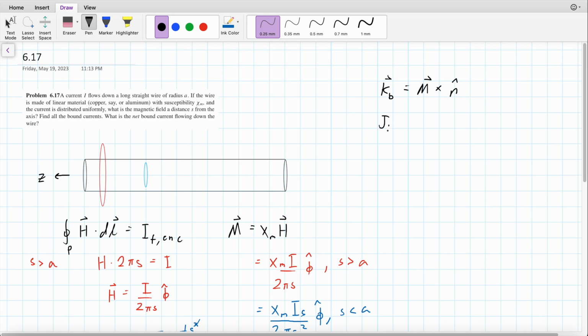And now for the volume bound current, J_B is equal to chi_m J_free, but I don't want to use that equation. Instead, since I decided to get the magnetization, we'll use the curl.